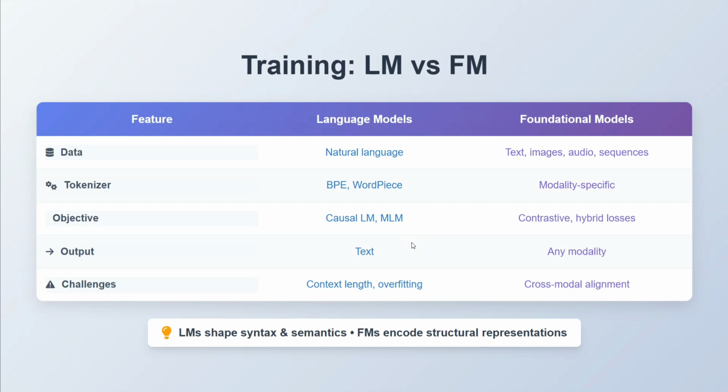Now, training a large language model versus a foundational model. Language models use natural language, while in the case of a foundational model, the data can be anything: sequences, audio, images, text. As mentioned, for tokenizers we already have algorithms for language models like BPE and WordPiece, but in the case of a foundational model, the tokenization depends a lot on the task you are doing. So it would be custom logic that you might be using.